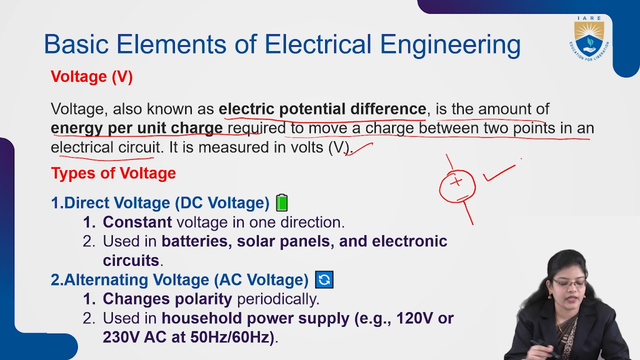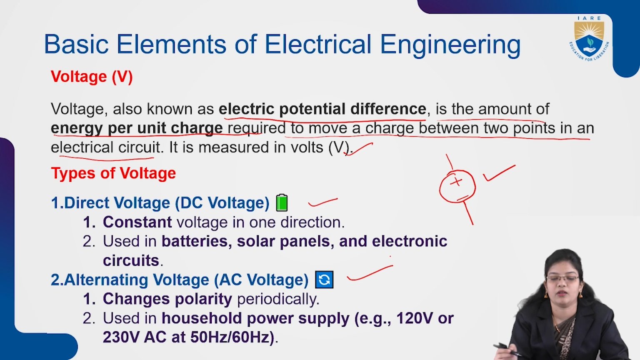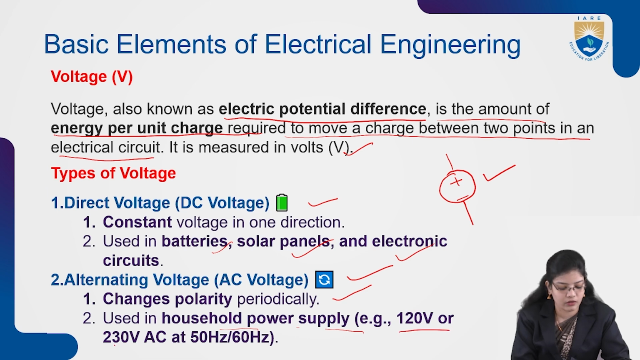So here in the voltage, again it is classified into two types. One is direct voltage and another one is alternating voltage. As I have already mentioned for the current, it will be the same for the voltage. The direct voltage is known as a constant voltage which flows only in one direction, and this direct voltage is used in batteries, solar panels and electronic circuits. Moving to the alternating voltage, it changes polarities periodically. So it is used in household power supply, which is 120 volts or 230 volts AC. It will be 50 or 60 Hertz.